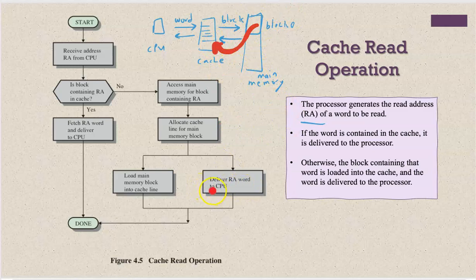Now, if the main memory transfers directly, it means that it bypasses the cache. If the cache transfers the word that is requested, then the main memory cannot bypass the cache. So this depends on the organization structure of the cache.